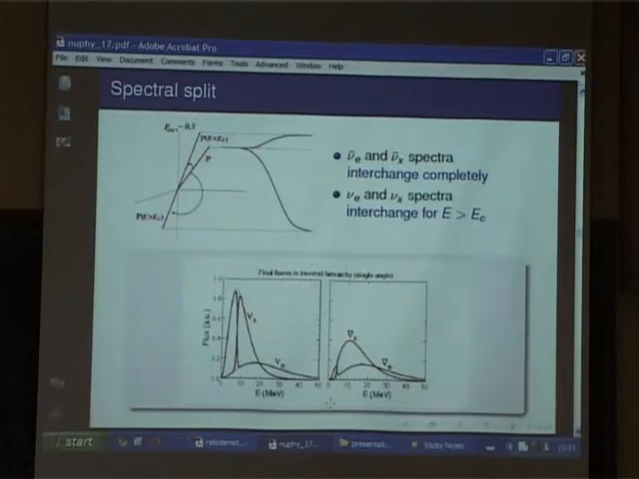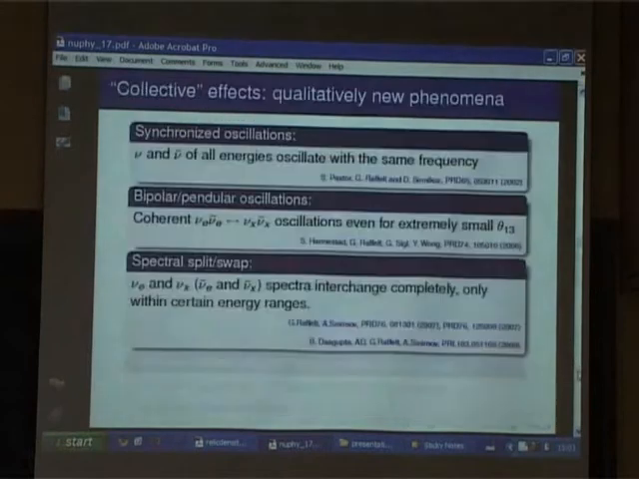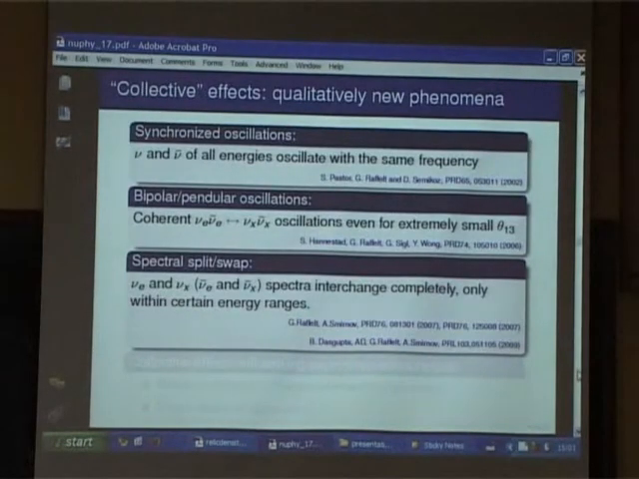Okay. So these are the three new phenomena that happen in supernova neutrinos, and they happen only in supernovae. We don't know of any other situation where they happen. Well, synchronized ones actually happen in the early universe. Till now we looked at two phenomena: vacuum oscillations, and MSW resonances. Now we have three more things.